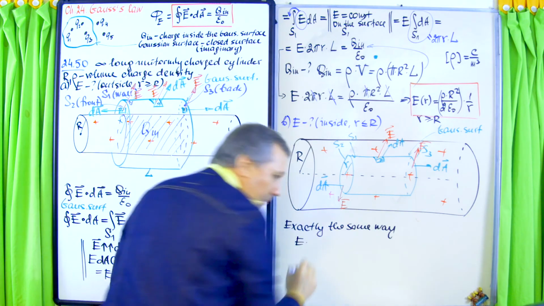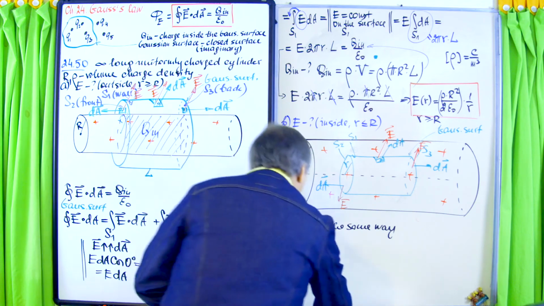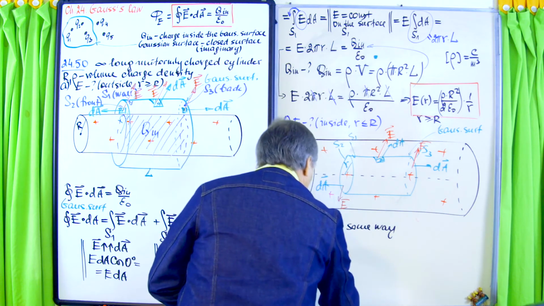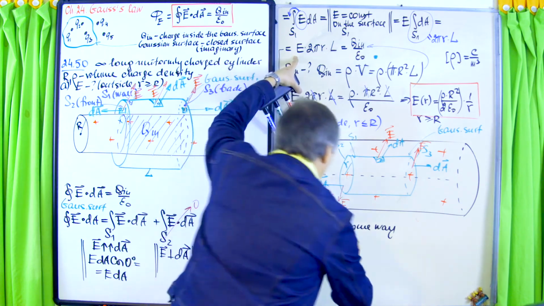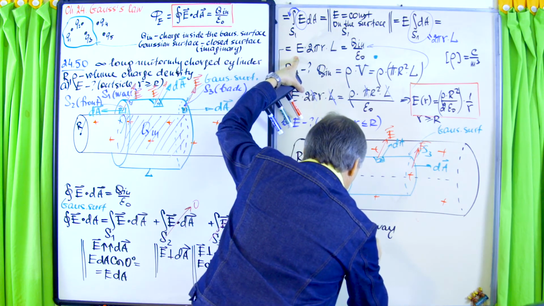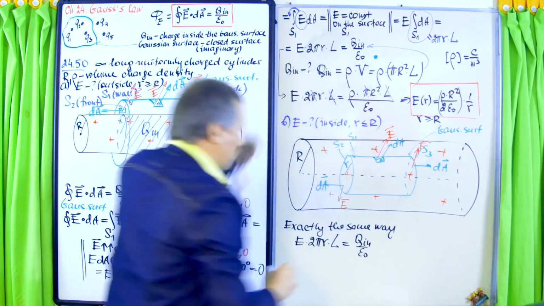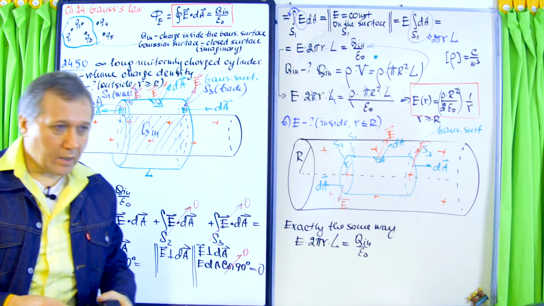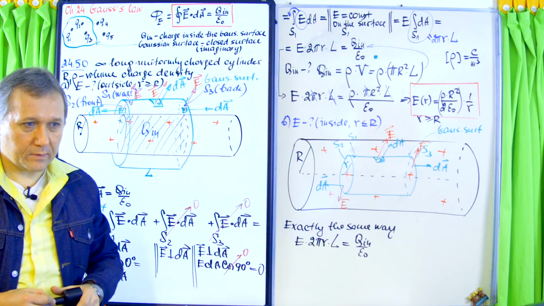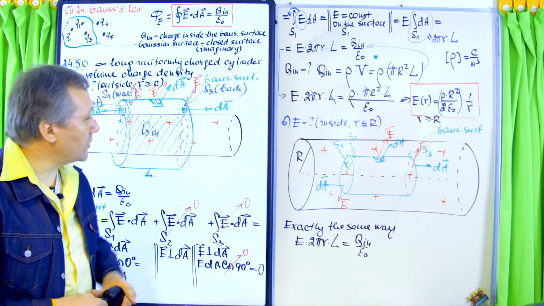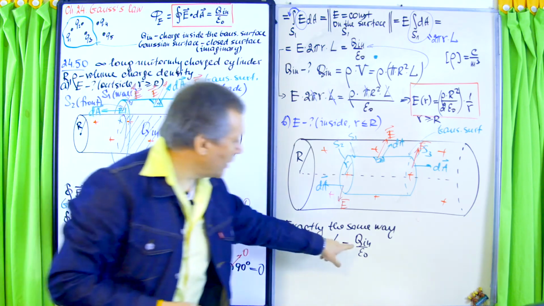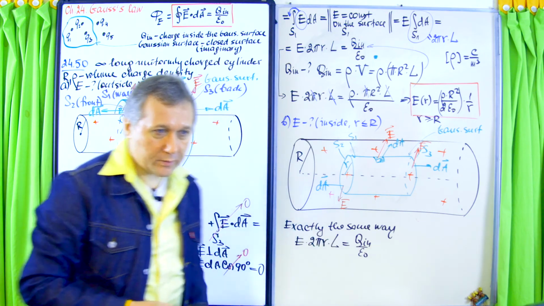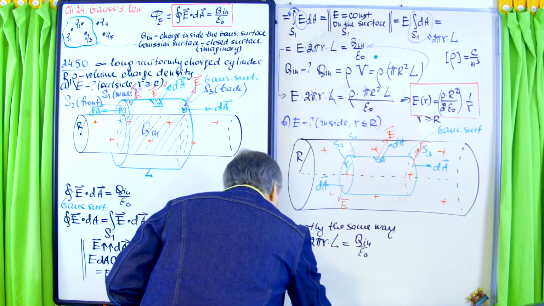E times 2 pi r, I'm just rewriting this point, right? Equals q enclosed over epsilon naught. In exactly the same way, not a single symbol will be different. So now again the same question. Let me hold you for an extra minute in order to write Q enclosed. So now the only difference is in Q enclosed. So how can we find Q enclosed?